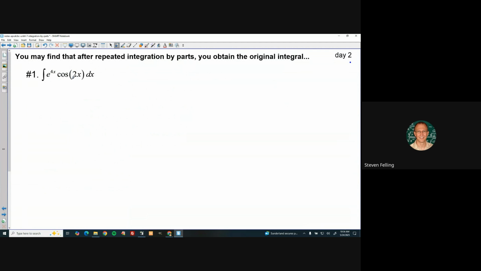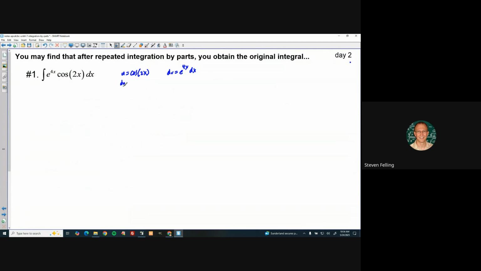So in that case, what do you do? Well, you can just pick. It doesn't really matter which one. Pick one to be the u. Let's do the cosine of 2x as the u, although this will work just as well if we choose the e. And then I'll put the other one, the e to the 4x, as the dv. And then we'll go ahead and do integration by parts.